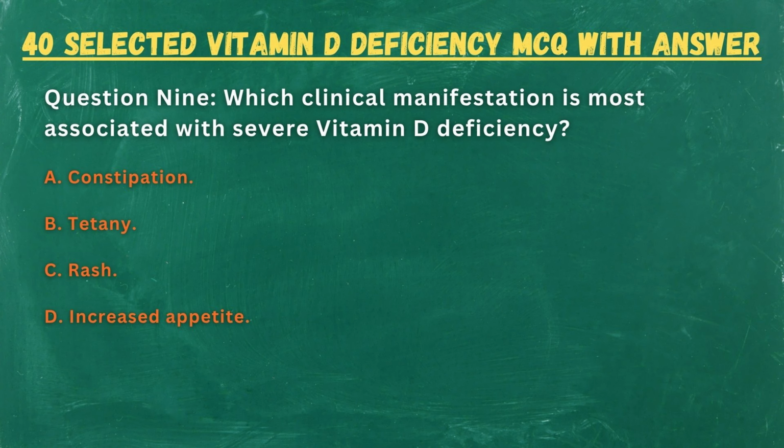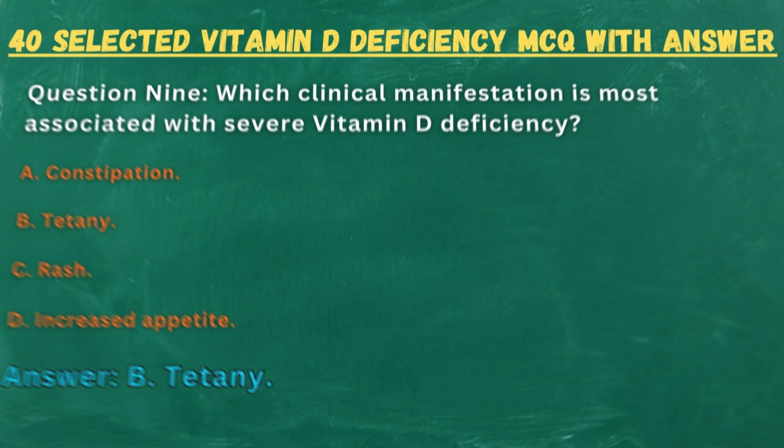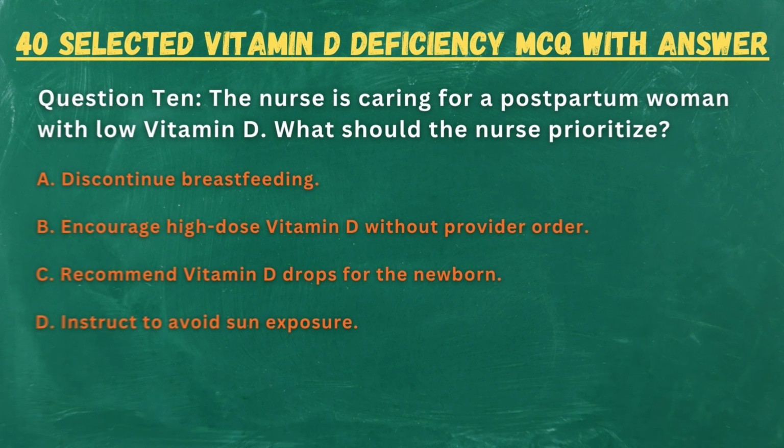Question 9. Which clinical manifestation is most associated with severe vitamin D deficiency? A. Constipation. B. Tetany. C. Rash. D. Increased appetite. Answer. B. Tetany.